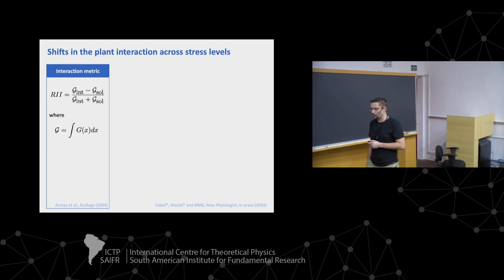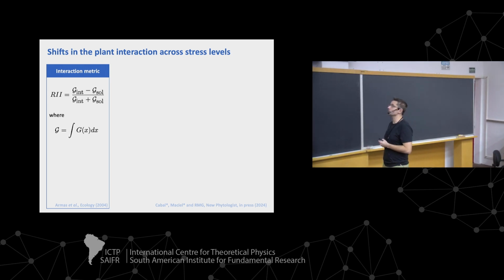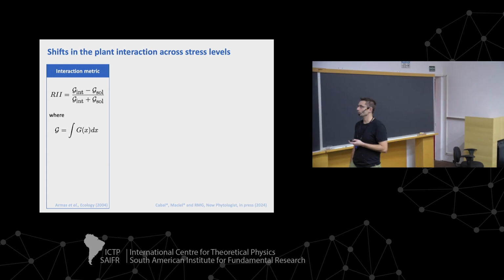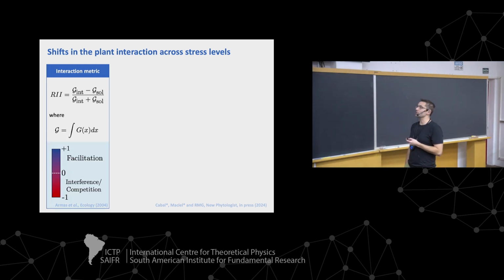So as I told you, we were interested in looking at when these plant interactions are stable, depending on the environmental conditions. The way of looking at that is usually by defining indexes where you compare the fitness of a plant in interaction with the fitness of a solitary plant in a given environmental condition. Whenever this index is positive, plants in interaction do better than when they are alone, which means that plants are helping each other. When it is negative, plants do worse in interaction than alone, meaning that they are competing.